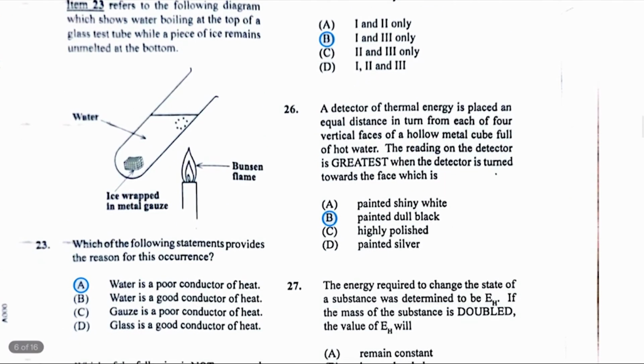26. A detector of thermal energy is placed an equal distance in turn from each of 4 vertical faces of a hollow metal cube full of hot water. So imagine this, right? We have a metal cube and we have hot water inside the metal cube, and we have 4 sides. Each side has a different property. So the reading on the detector is greatest when the detector is turned towards the face which is painted dull black. Black surfaces are excellent absorbers of heat, and they are excellent emitters of heat. So the answer is B.